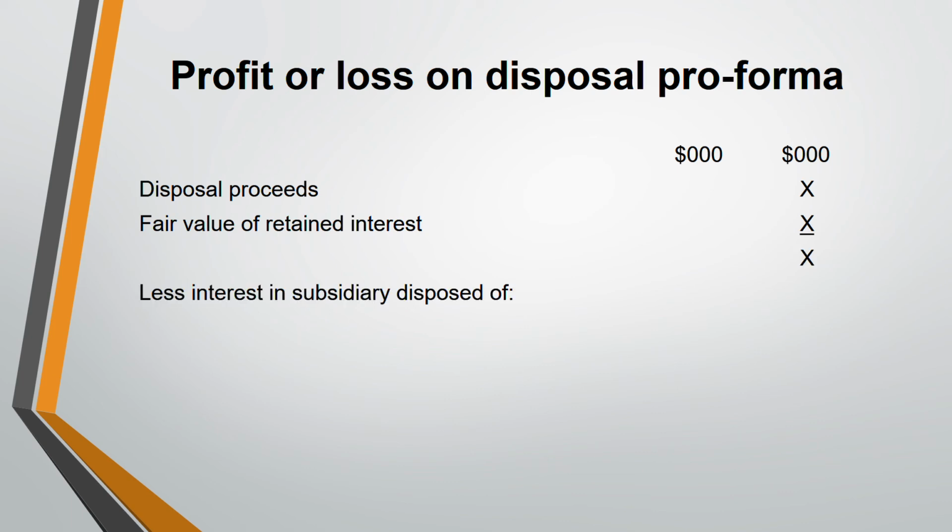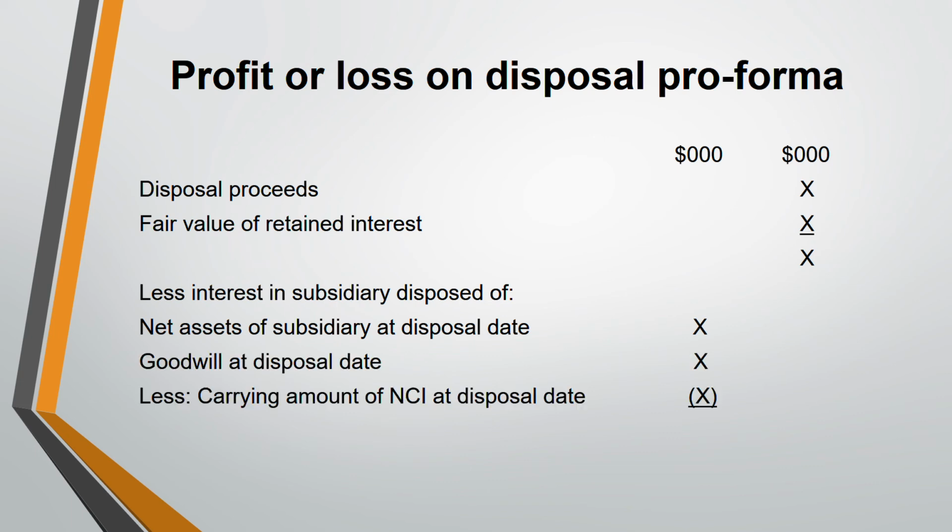Then keep that amount on one side. It will be in the outer column. In the inside column, you will be doing this working. You will be deducting all the goodwill, NCI, net assets of the subsidiary. So, less interest in the subsidiary that has been disposed of. Net assets. Remember, not at the acquisition date, at the disposal date. Net assets of the subsidiary, less goodwill, less. All these are at the disposal date. NCI also disposal, but NCI you have to deduct from goodwill and net assets inside.